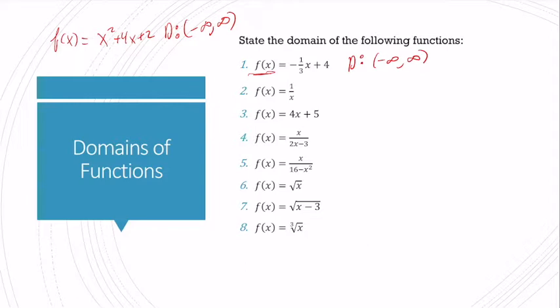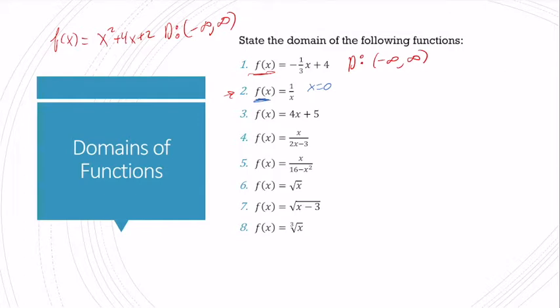Next, for problem 2, I have 1 over x. This is called the reciprocal function. It's also an example of a rational function. That's where I have a function divided by another function. So remember, the domain is going to be all possible x values that this function could take on. But there's one x value that this function can't take on, and that's when x is 0, right? If I had x equals 0, I'd be dividing by 0, which would be bad, right?